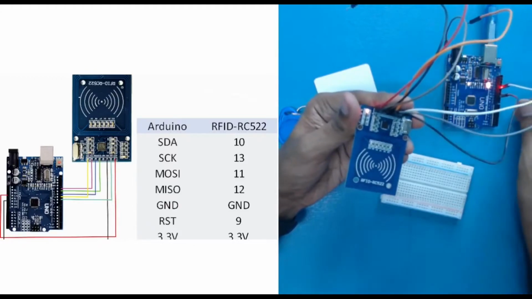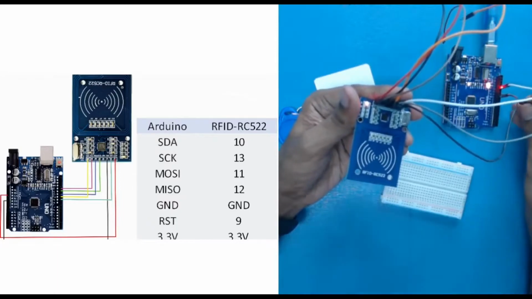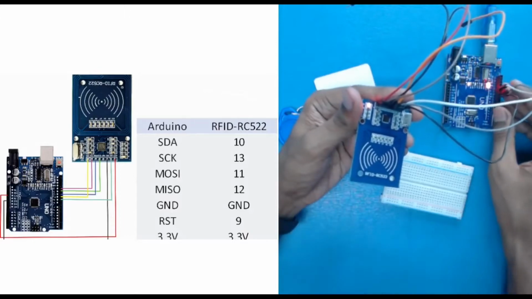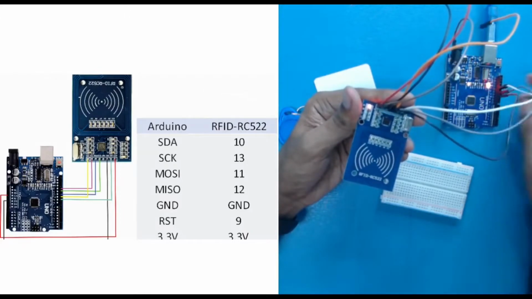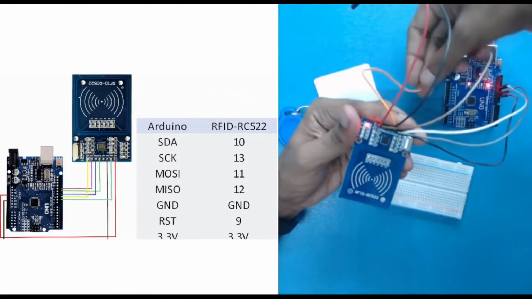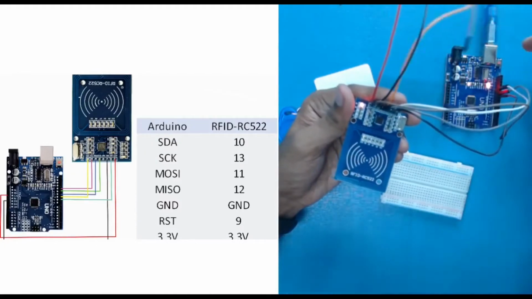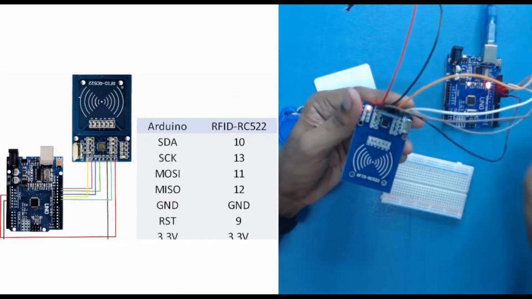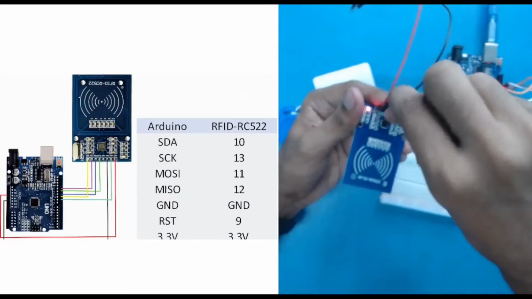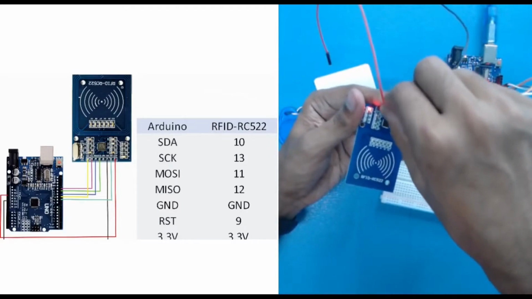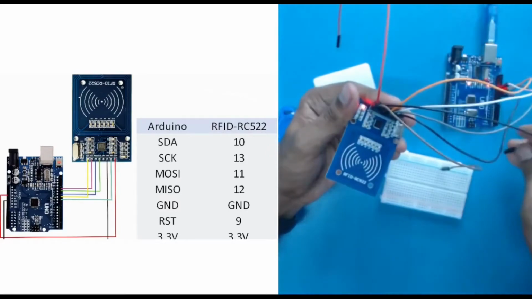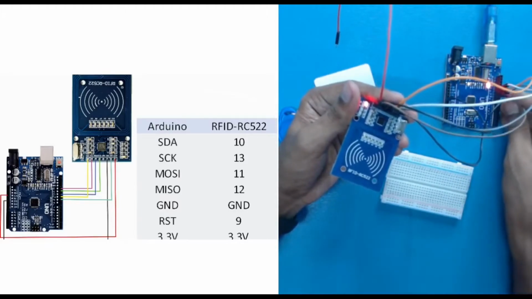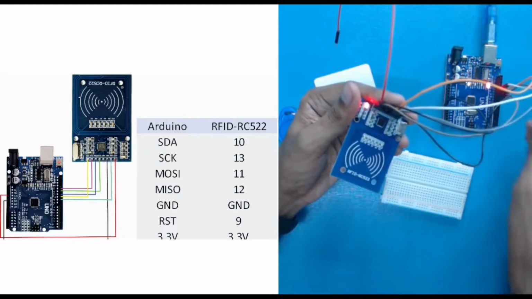After that, MOSI, that is master output, slave input. Then MISO, that is master input, slave output. So it will be connected to my pin number 12. After that, we have the ground pin. So the ground pin will be directly connected to the ground. Then reset. Reset is connected to the 9th number pin.